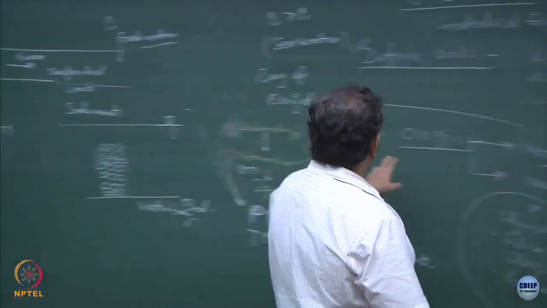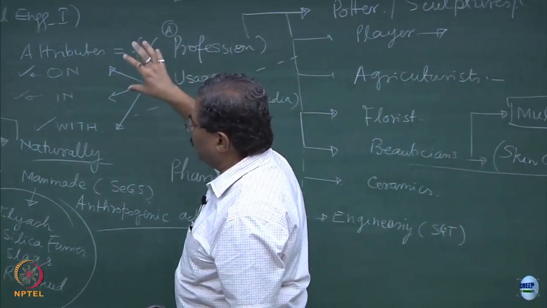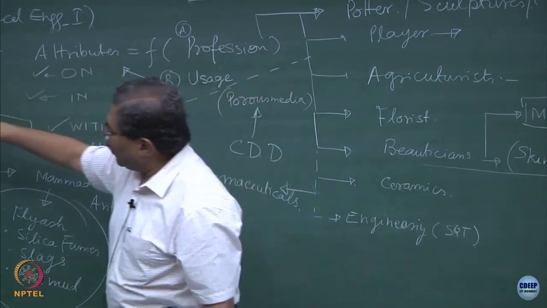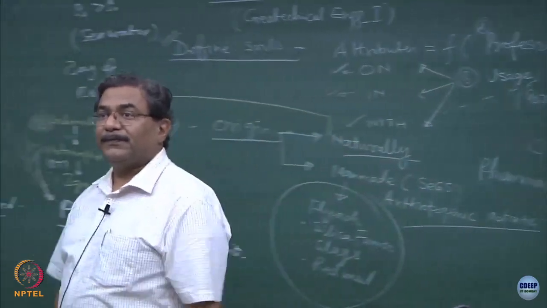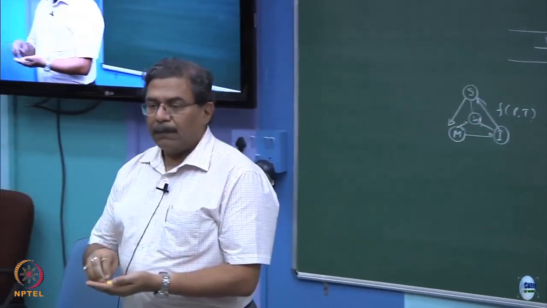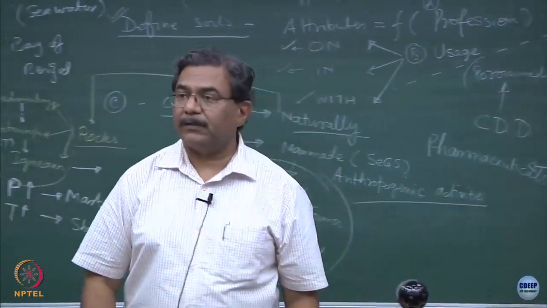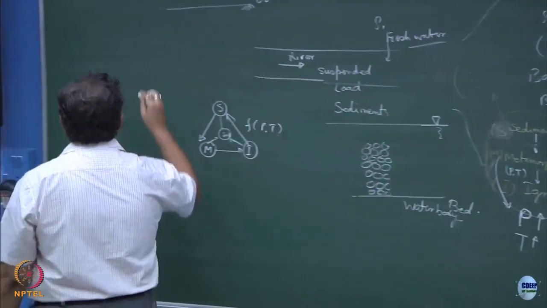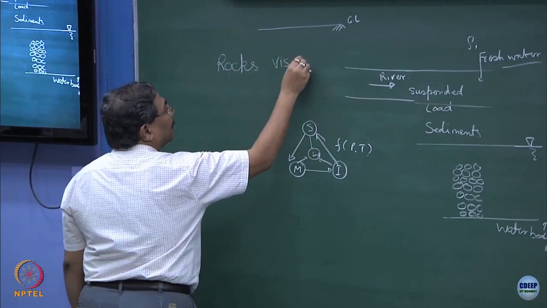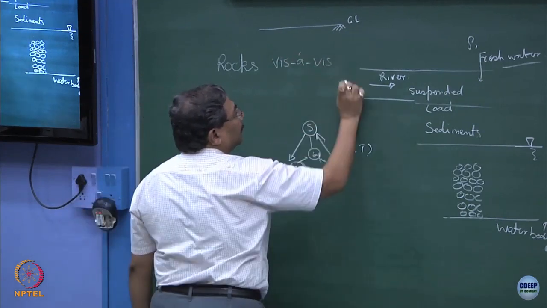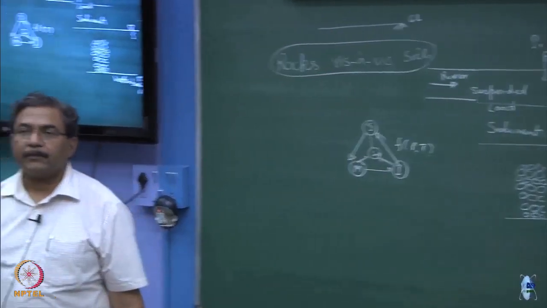Now, what this has to do with the definition of the soils? You remember, we were talking about the attributes, profession, then we were talking about uses, then we were talking about what is the origin, and now we have to talk about the transporting agencies. Is this fine? One question which comes automatically is, what is the difference between rocks and soils? Any idea?